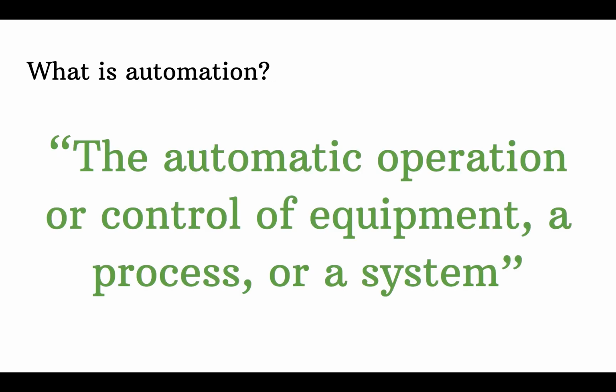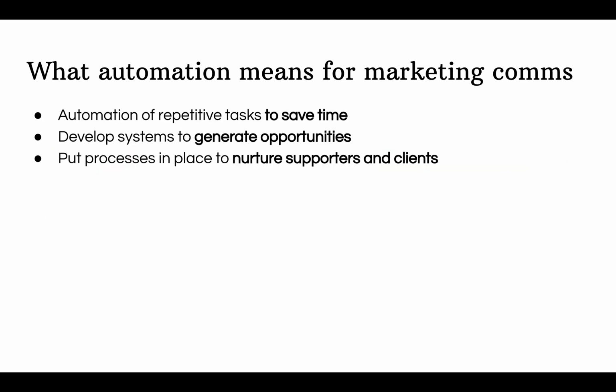So automation is defined as the automatic operation or control of equipment, a process, or a system. So the idea is you spend a bit of time setting something up and then it runs automatically with minimal or ideally no intervention from yourself. But what does this mean for marketing comms? Well, it means that you can automate away repetitive tasks which enable you to save time. A good example of this would be when you go on holiday and you set up an autoresponder to automatically respond to incoming emails, to tell people when you're back in the office, because you don't want to be responding to those emails manually each time.